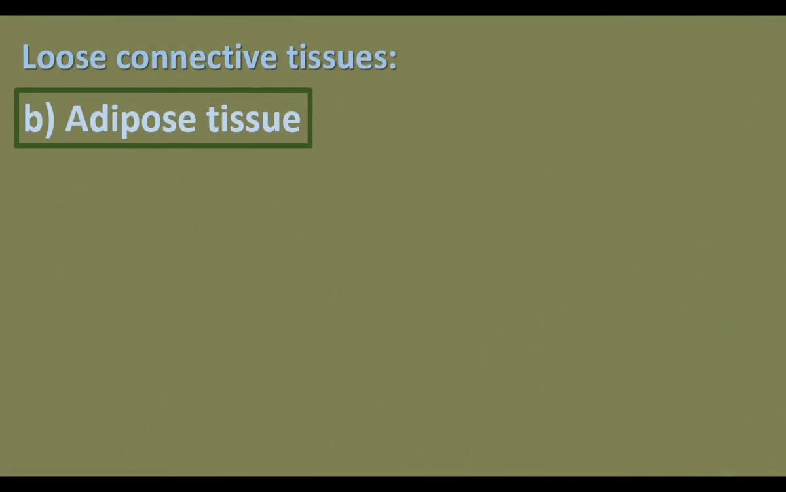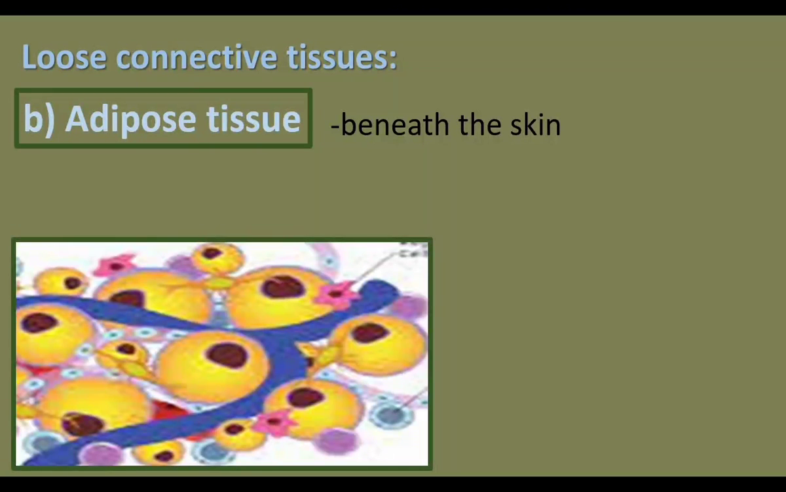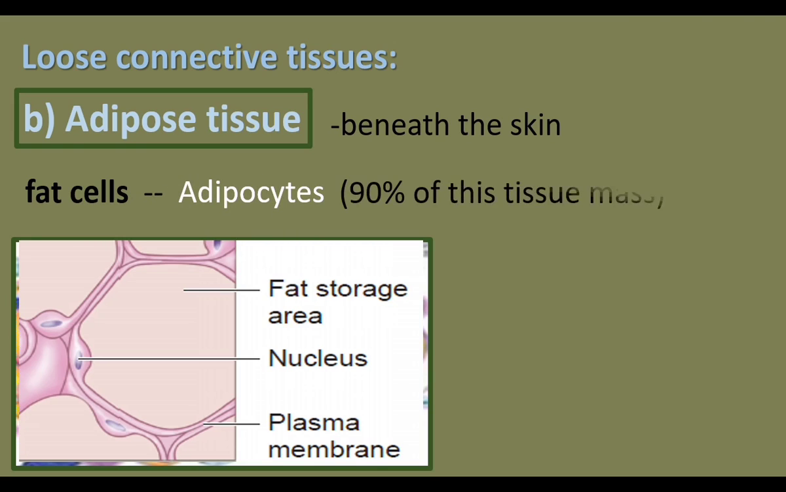The second type of loose connective tissue is adipose tissue. It is made up of fat storing cells. It is also found below the skin. The fat storing cells have a small cytoplasm and more fat. The cell is filled with more fat. These fat cells are called adipocytes. Adipocytes form 90% of the adipose tissue mass.